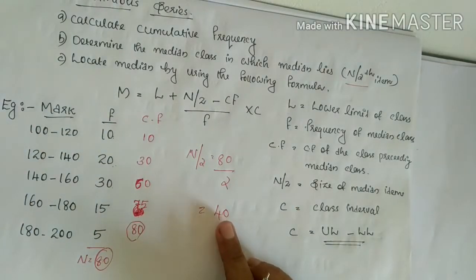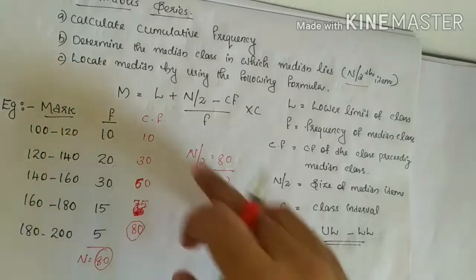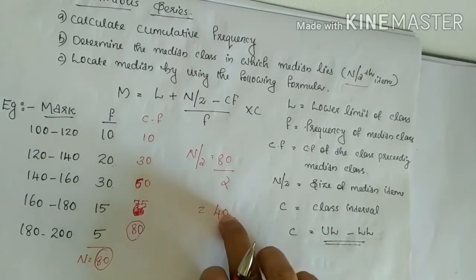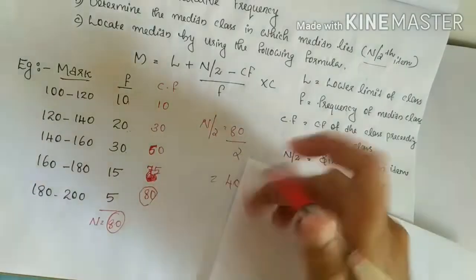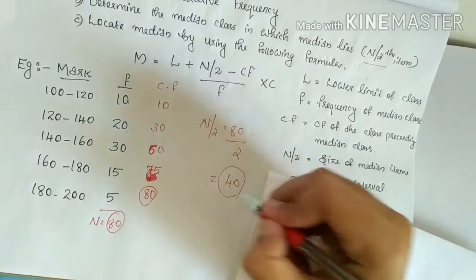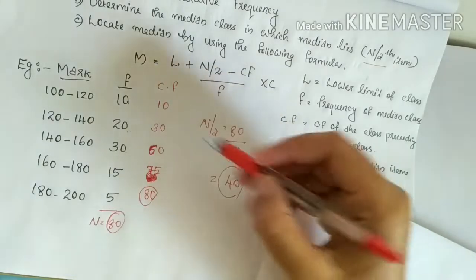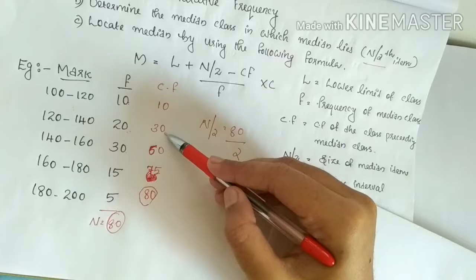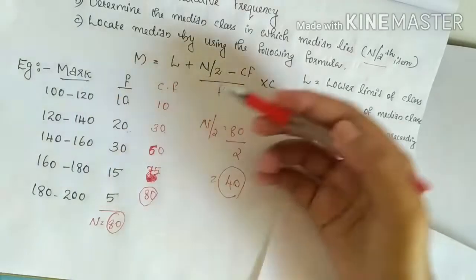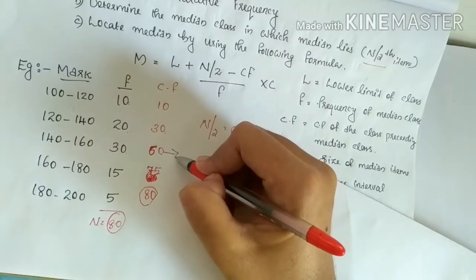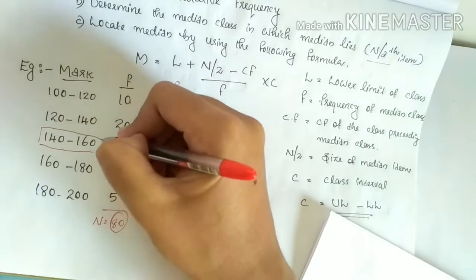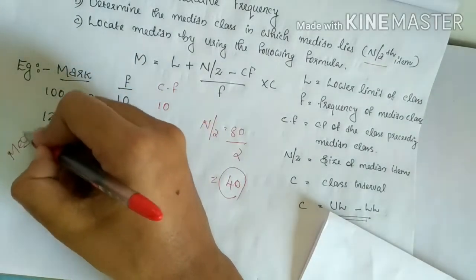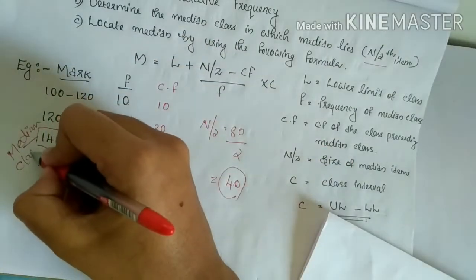After finding the n by 2th item, the next step is to check which class the item 40 lies in. So we get the n by 2th item as 40. Then 40 is higher than the value 30 and less than the value 60. So the value 40 lies in this region. So the corresponding class is considered the median class. So the median class is 140 to 160.